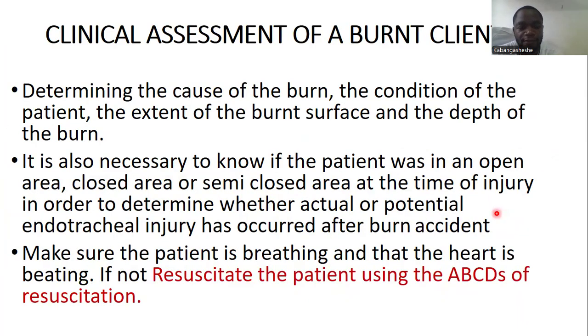burns. Quickly assess the patient. So what we want to do is to resuscitate the patient. So quickly do a head-to-toe assessment. Assess respiratory function, cardiovascular function. See that the patient is not in shock. Okay, if the patient is in shock, quickly resuscitate.